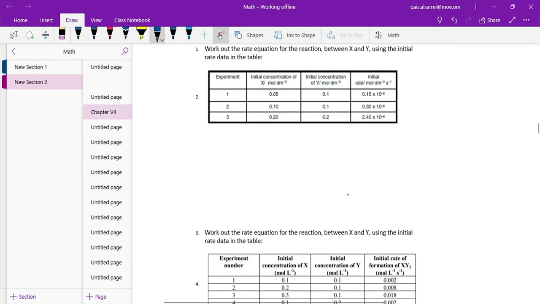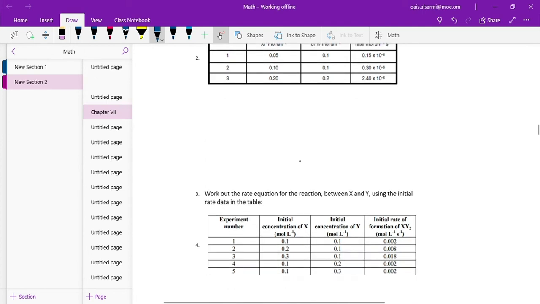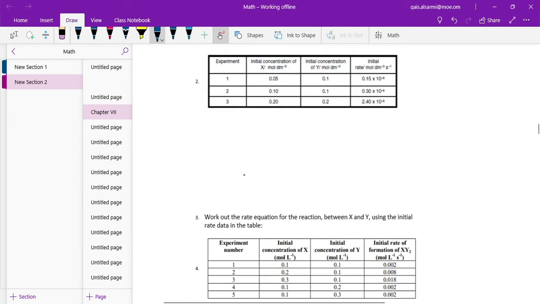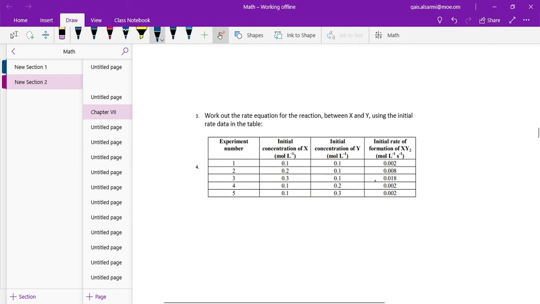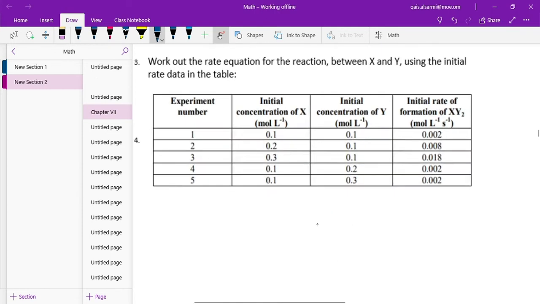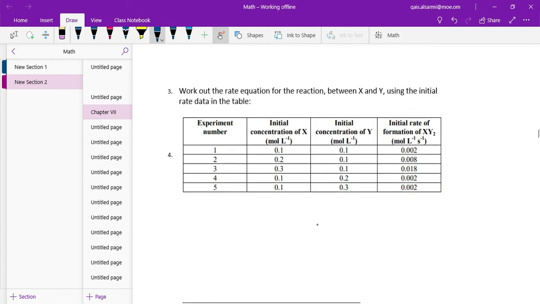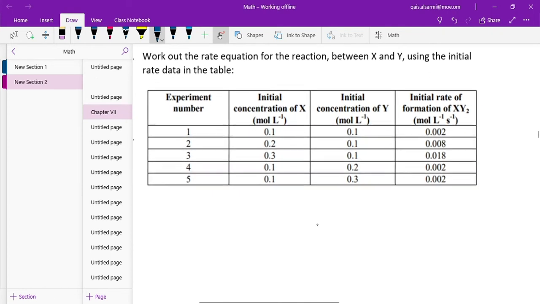Sometimes it gets more trickier. However, we will do one more example on the easy one and then we'll go back to the trickier example. So let's have a look on this one. I'll just zoom it a little bit. Great. So we have two reactants, X and Y. And we are changing the concentration of each one in several experiments. And we have to study or to find out the rate equation.